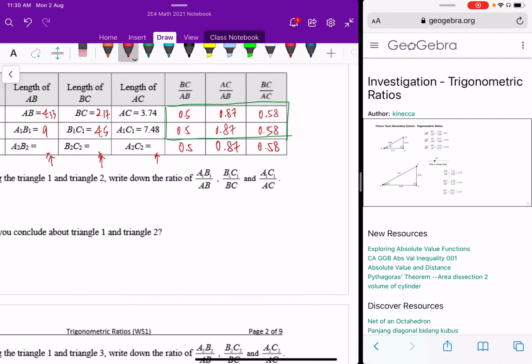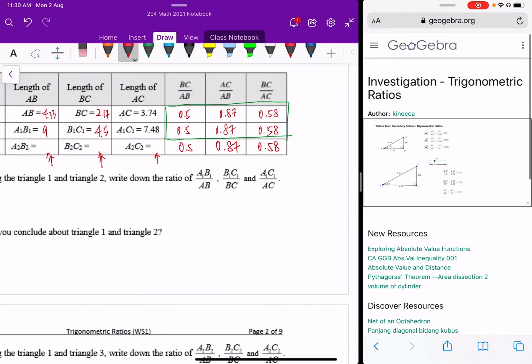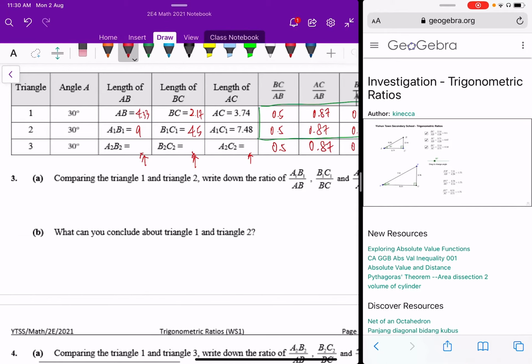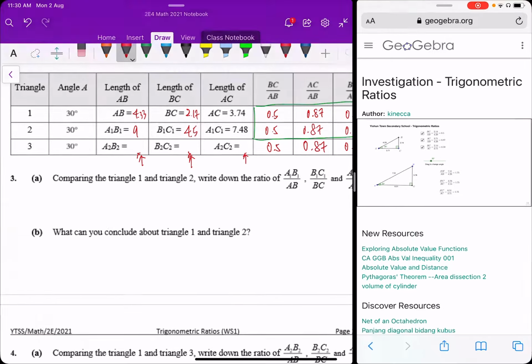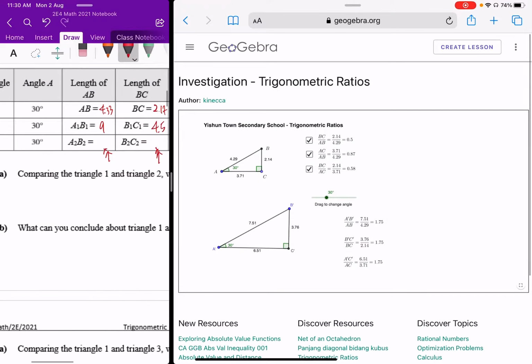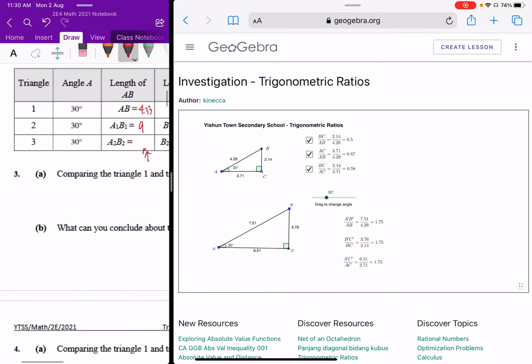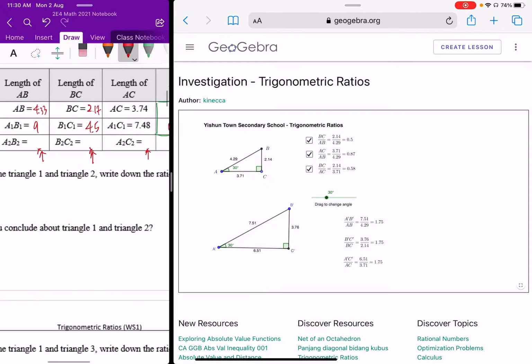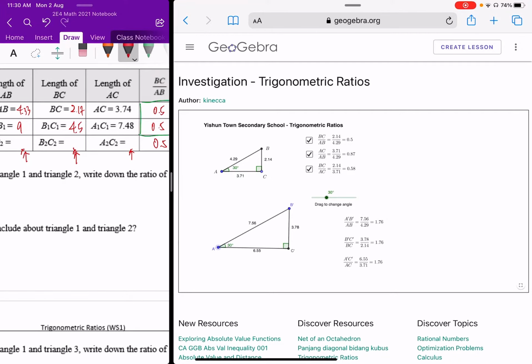Okay, triangle 1, triangle 2. So let's take a look. Now, I want to have triangle 1. So you look at your GeoGebra. You have two triangles here. Use the triangle at the bottom and measure the length. Change the length according to what triangle 1 is. So since my triangle 1 AC is 3.74, I'm going to try to change it to as close as possible to that.